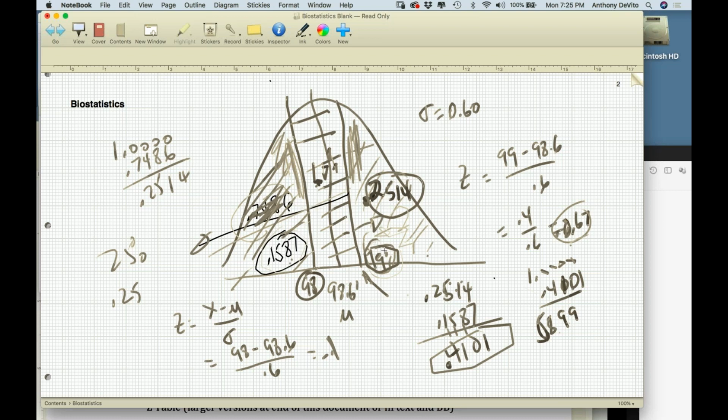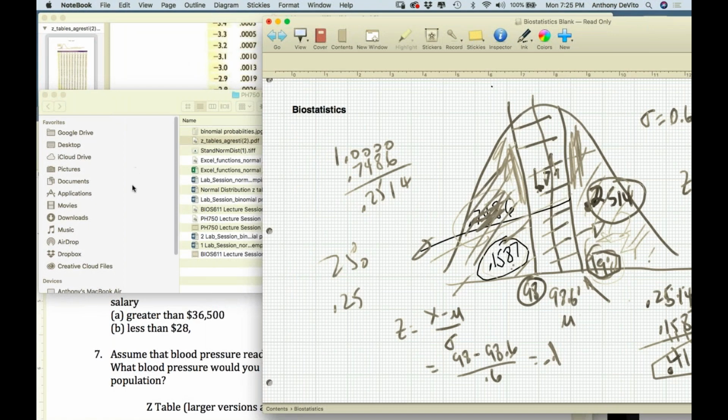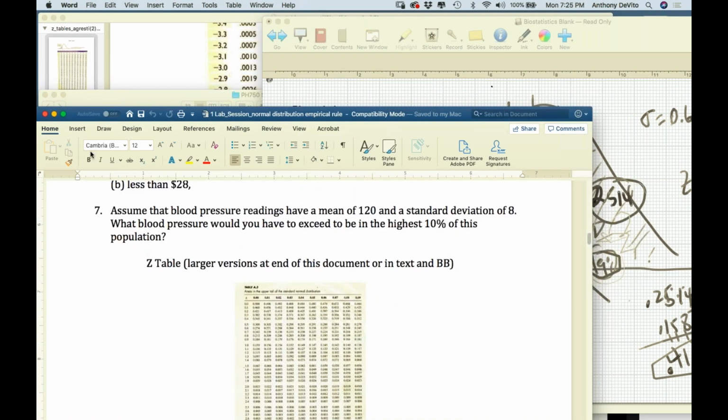Okay. Are you guys okay with that? Does that make sense to you? It's a little bit more tedious than the last question, isn't it? Okay, you have some of the problems to practice on there, but I want to move on to another kind of distribution, and that's called a binomial distribution.